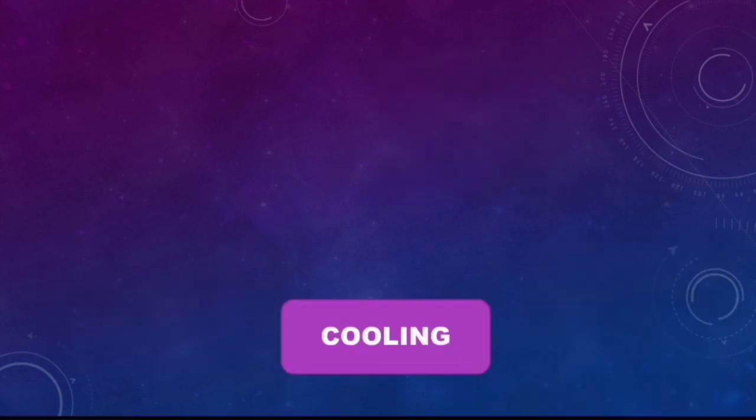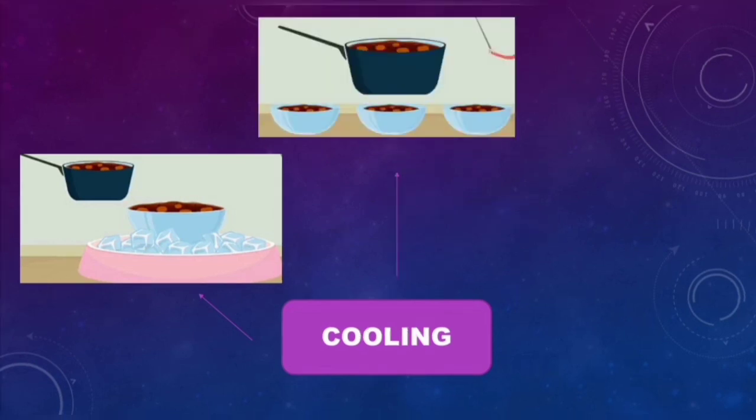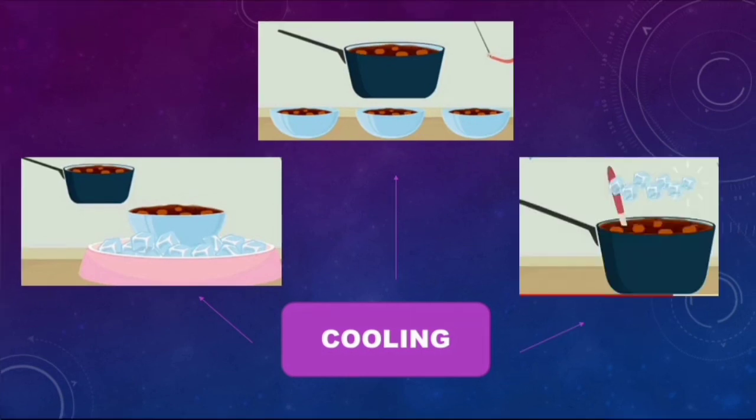The next process is cooling, a process of removing heat from food quickly enough to prevent microbial growth. First is using an ice bath. Transfer the food to a smaller bowl, then place the bowl in another container with ice. Or divide the hot food into small or thinner portions. And the other way is adding ice made from safe drinking water as an ingredient.